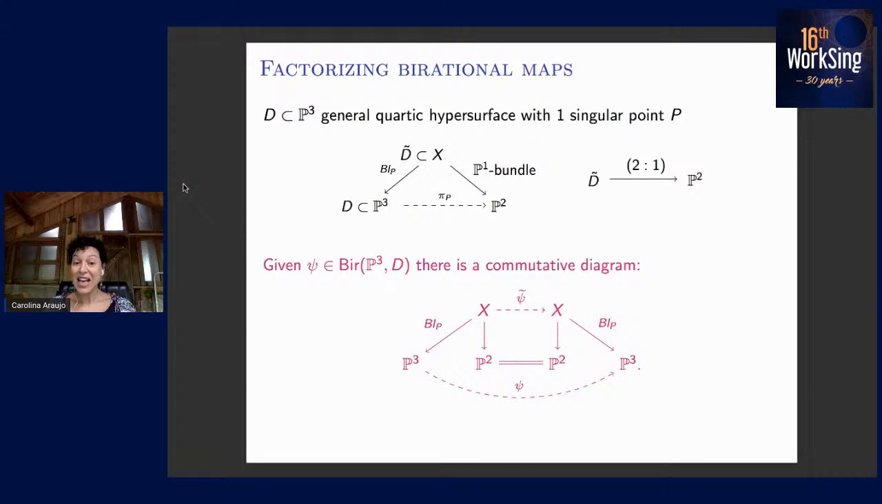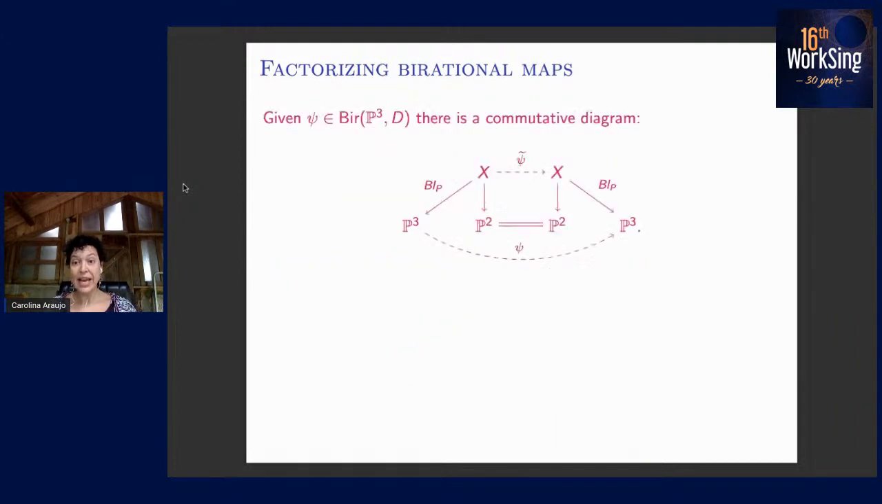So what this diagram is telling us is that any birational self-map of P3 that preserves D has to preserve the star of lines through P. So it takes the lines through P to lines through P up to a small set of lines. So this is what this diagram is telling us. And proving that we always have a factorization in this way is what allows us to prove the theorem. So this is the main step.